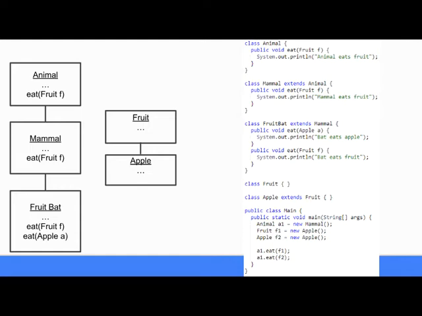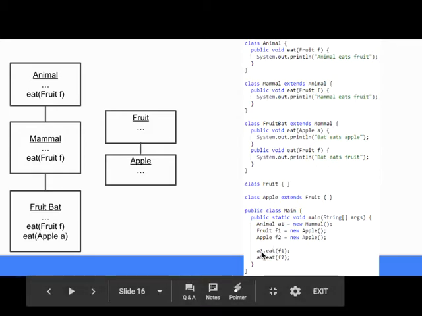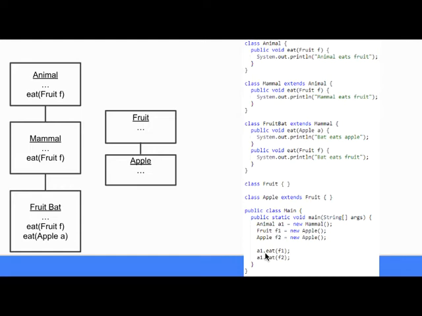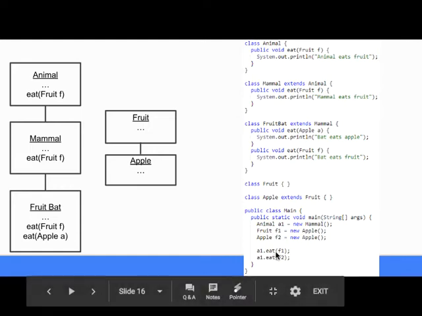Right, because it goes off the inheritance tree, you can't find it. All right, so let's quickly go over these 2 questions. So in compile time, we check to see if the static class contains this method being invoked. The static type of A1 is animal. Does animal contain a function called eat that can take in the static class of F1, which is fruit? So does the animal class contain an eat function that can take in fruits? Yes, it does, right up here.